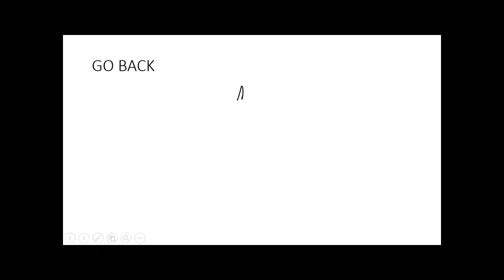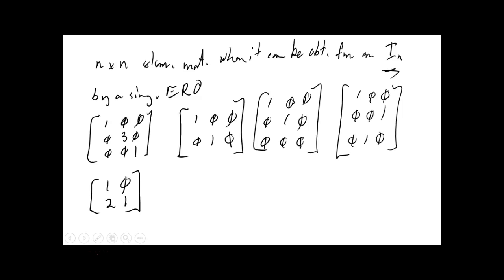How about this one? Goodness gracious, this thing drives me nuts. Is that an elementary matrix? What do you think? Yes. What did he do?